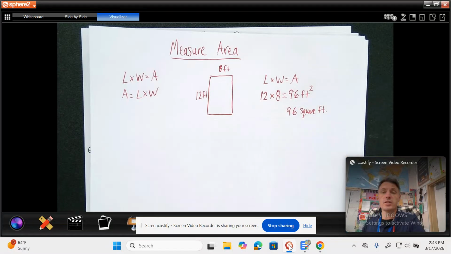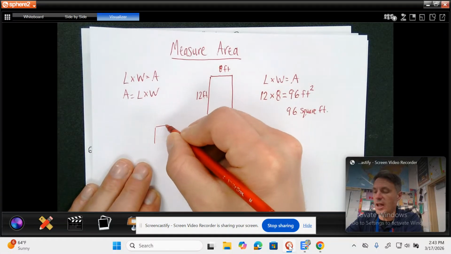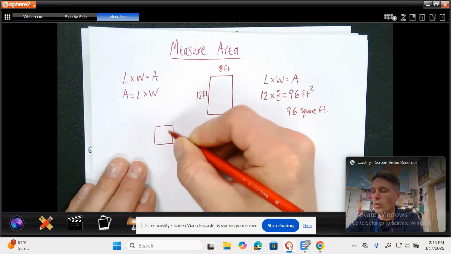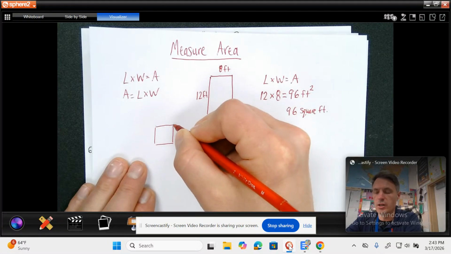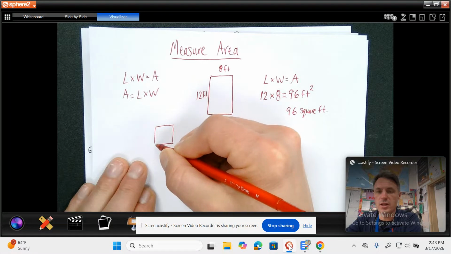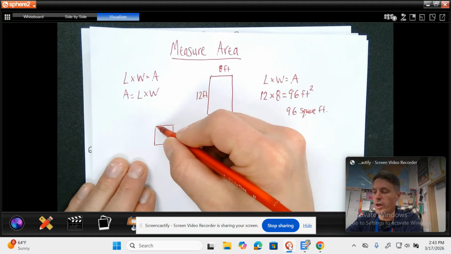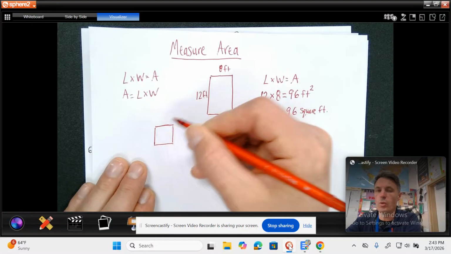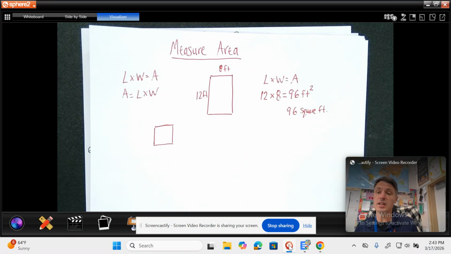Maybe you've heard your parents talk about the square footage of your house before. Maybe your house is like 1,700 square feet or 1,800 square feet. Well, what they mean is literally that if they had 1 foot by 1 foot tiles, let's say you had this tile that was 1 foot from here to here and 1 foot from here to here. So it's a square that's 1 foot long and 1 foot wide. Let's say your house is 1,700 square feet.